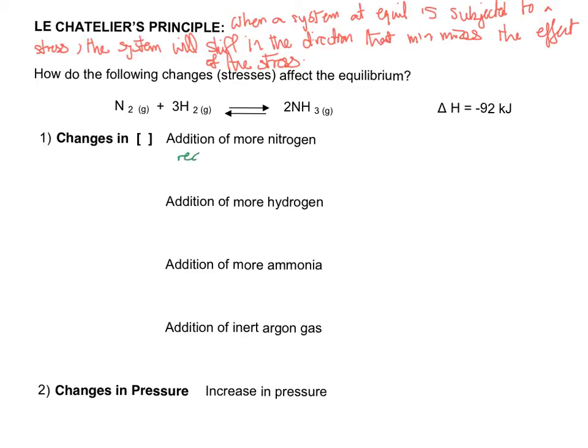So it reacts to use up the excess nitrogen, and so shifts right.